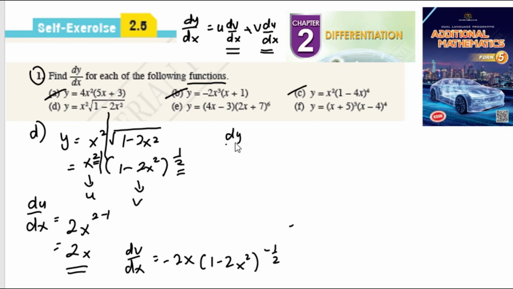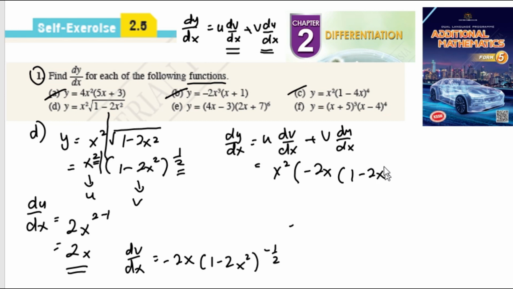So here dy over dx is equal to u dv over dx plus v du over dx. So here u is equal to x squared, dv over dx is equal to negative 2x times 1 minus 2x squared to the power of negative half, plus v, where is it? v is here, 1 minus 2x squared to the power of half, and then du over dx is 2x, right? 2x.